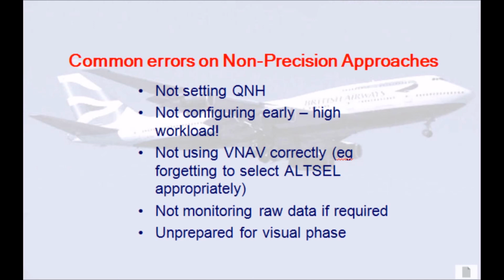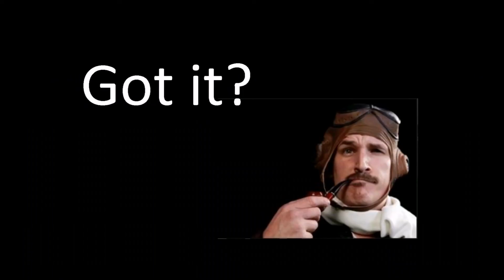Remember that if you're not doing an RNAV approach, you must monitor raw data. If the raw data shows that the FMC is going off course, then you have to take over using heading select or some other mode as well and get yourself tracking correctly. And lastly, of course, coming out the bottom of the cloud, be prepared for what you're going to see and how you're going to fly the aircraft.